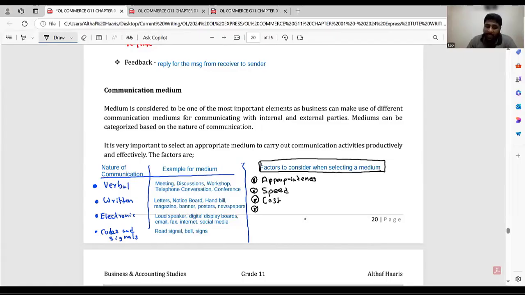And what else? Clarity. The clarity of the message should be there when you are sending. The other party should be able to understand it. And next one, easy to use.